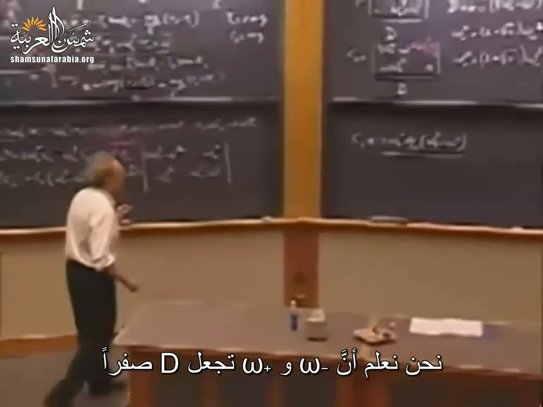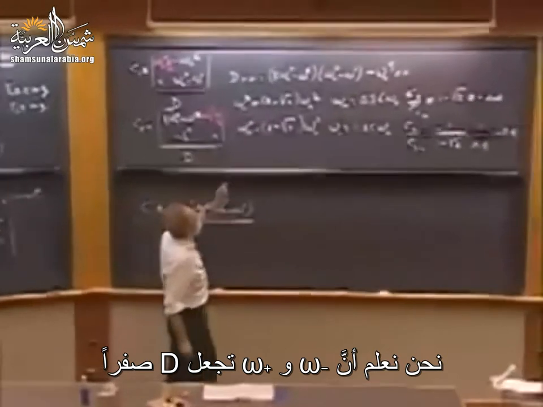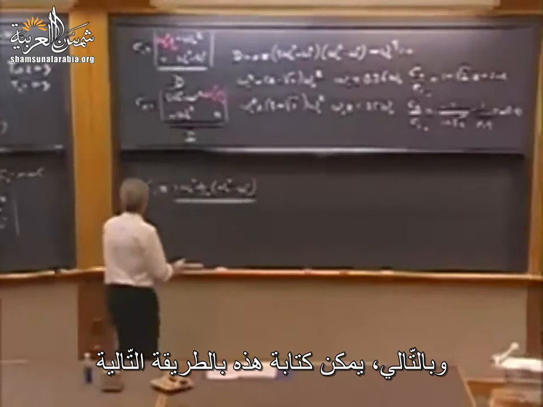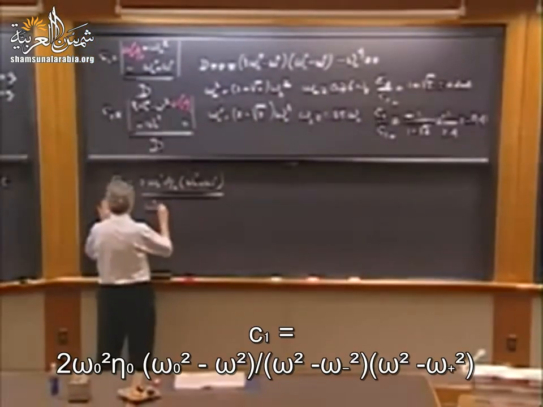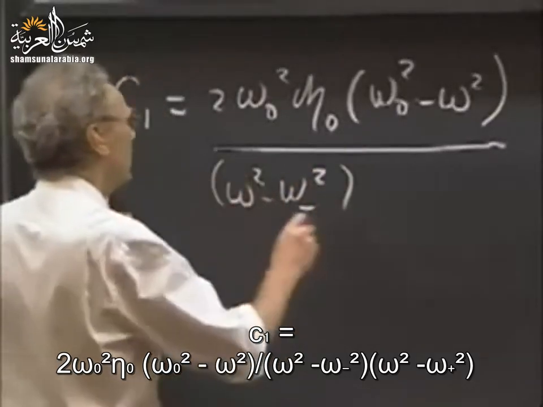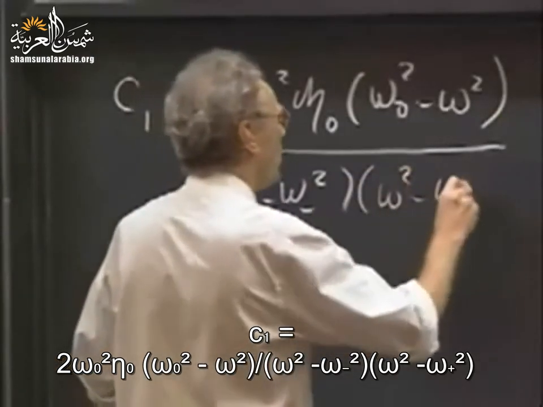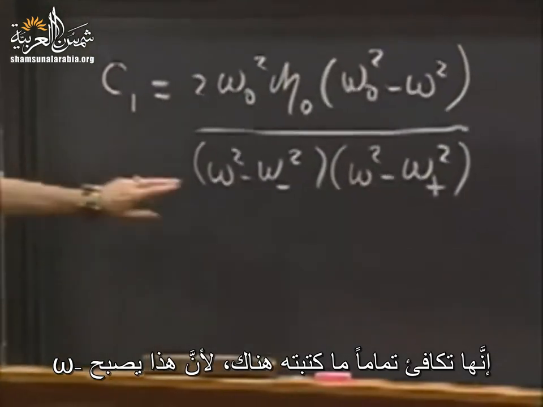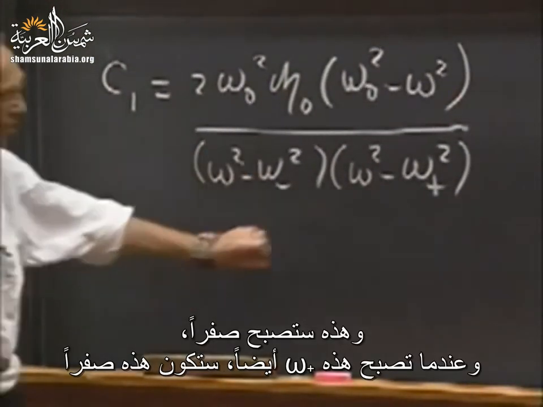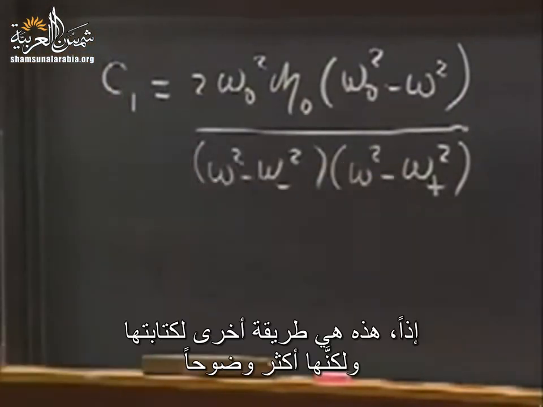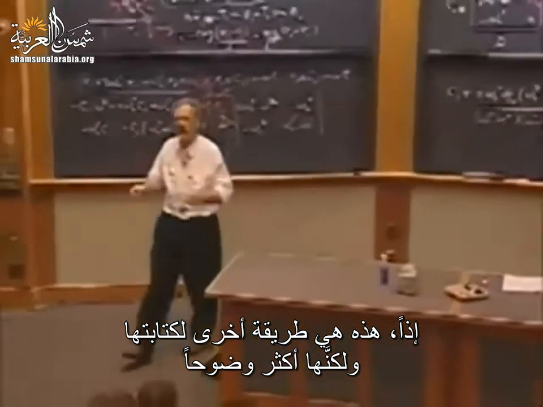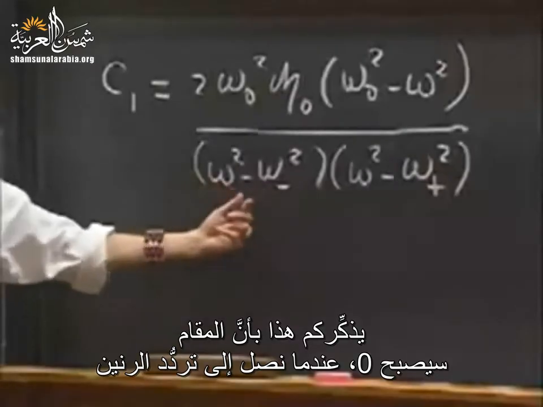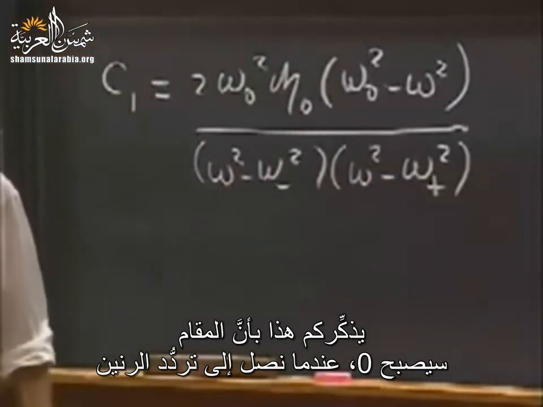We do know that omega minus and omega plus will make d 0. So you can write this then in the following way. You can write here omega squared minus omega minus squared times omega squared minus omega plus squared. That must be the same as what I have there, because you see, this one becomes omega minus, and this goes to 0, and when this one becomes omega plus, that is also 0. So it's a different way of writing, gives you a little bit more insight. It reminds you that the downstairs will go to 0 when you hit those resonance frequencies.